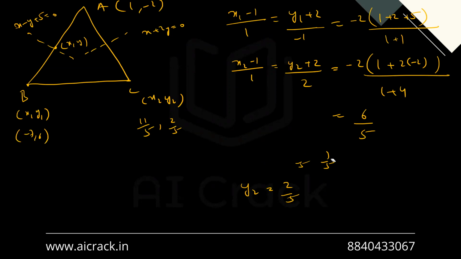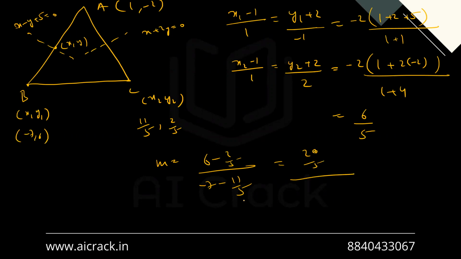It becomes a little lengthy over here if you're not quickly finding out the coordinates. So now we have to find out the equation of BC. So first of all, we'll be looking at the slope over here. So m would be (6 minus 2 by 5) divided by (minus 7 minus 11 by 5). This becomes 30 minus 2, 28 by 5, divided by 35 and minus 46 by 5. So that becomes 14 by 23 with a negative sign.